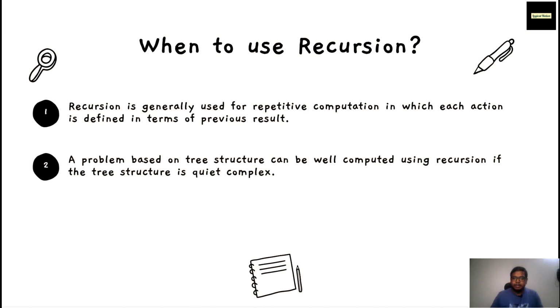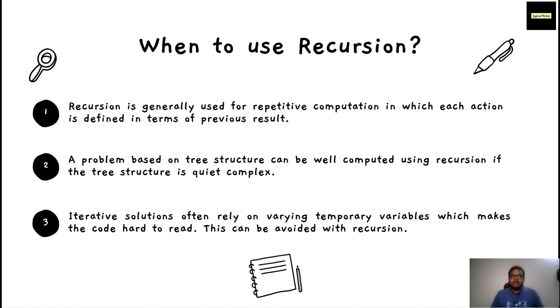Now coming to the second point, it says that problems with a tree structure are a good fit. If, by looking at the tree, we see that the problem represents a very complex tree structure, then recursion is a very good answer. But if the tree structure for that particular problem is quite simple, I would suggest we avoid recursion and simply go with an iterative process, that is, for loops or while loops and all those things.